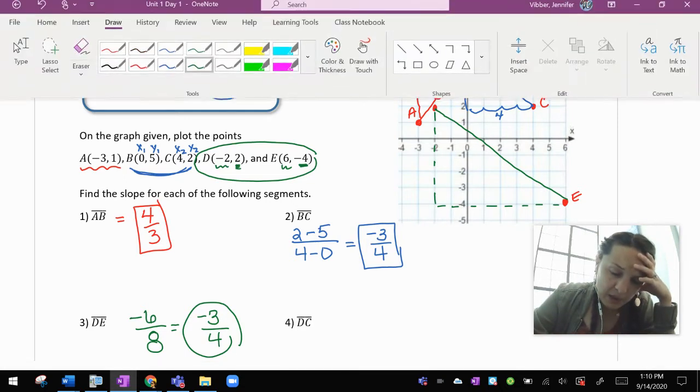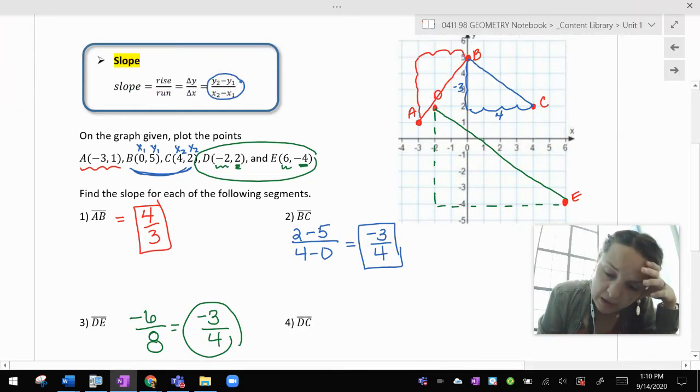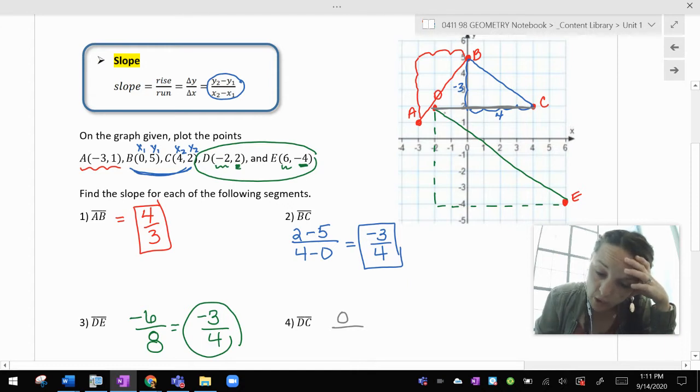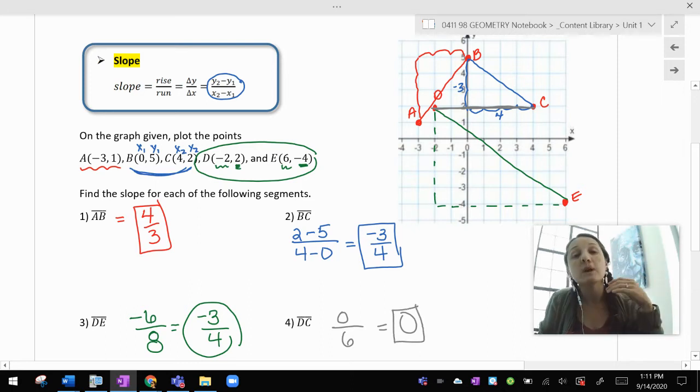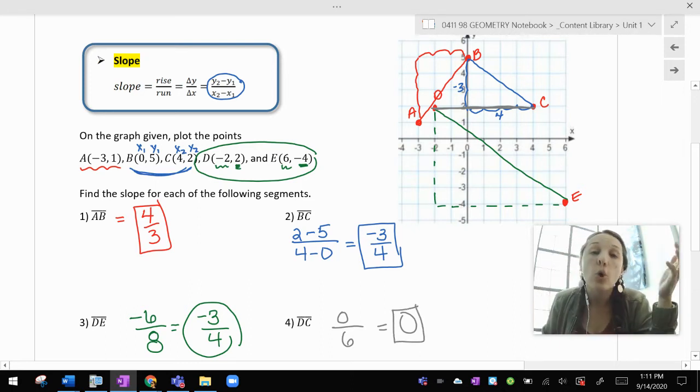And then last but not least, we've got DC, and that one's flat. So when I do my rise, I go up nothing. And when I do run, 1, 2, 3, 4, 5, 6, 0 divided by 6 is 0. That's a horizontal line. Horizontal lines always have a slope of 0. Okay?